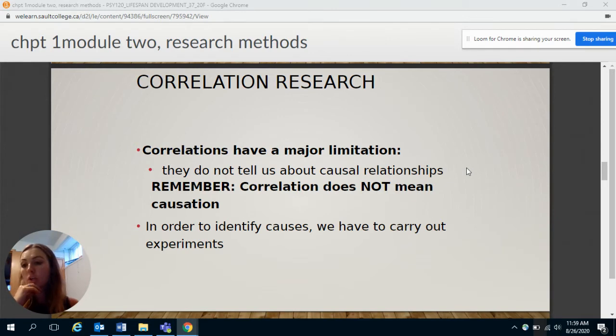But a positive correlation means that when one variable increases, the other variable also increases. A negative correlation means that when one variable increases, the other decreases. However, reminder that correlation does not equal causation, so you can't necessarily say what causes what.